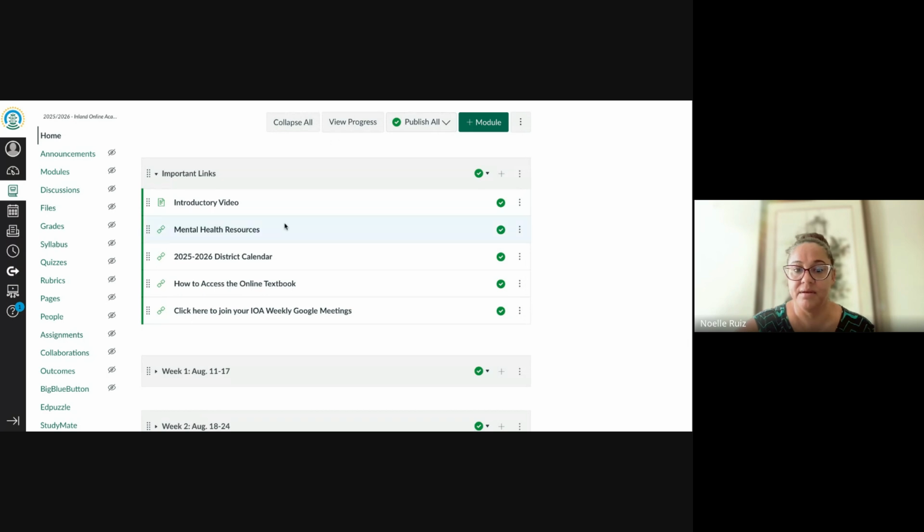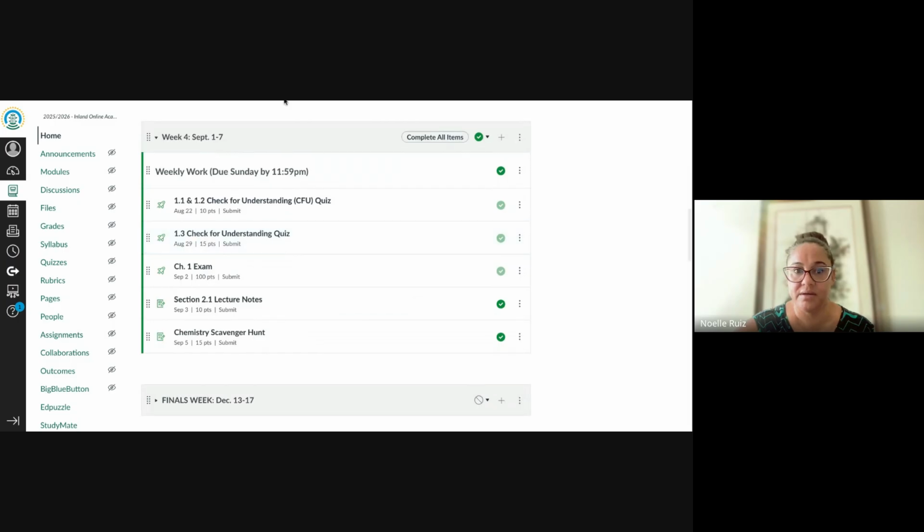All right. And then your weekly work. You have to make sure the 2 quizzes are done before you do the exam, but you can see the exam's worth 100 points. Make sure you get that exam done. It's also timed. You can only see the questions one time. You can't go back to the questions. Pay attention to the time. Make sure you know where all of your work is between all the sections. And the lecture notes, the ones we just did right now. And then you got a chemistry scavenger hunt after that. Okay. Any questions?